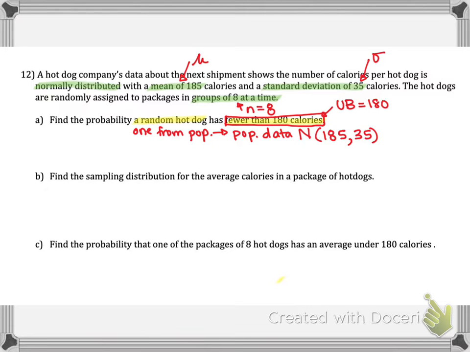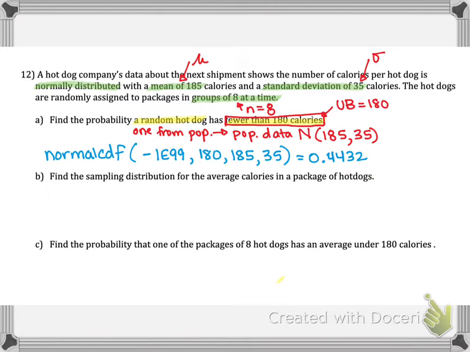So we would put this in our calculator as normal CDF, negative 1E99, 180, mean of 185, standard deviation of 35. So we put in our lower bound, we put in our upper bound, we put in our mean, we put in our standard deviation, and we allow our calculator to find the answer, which is 0.4432.